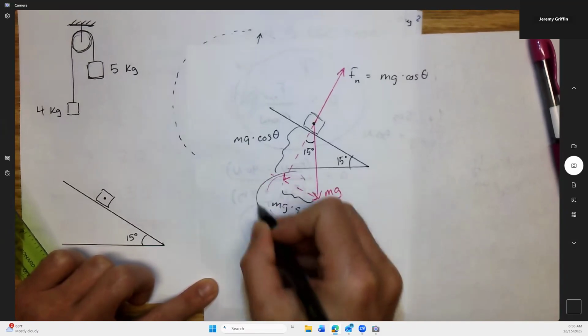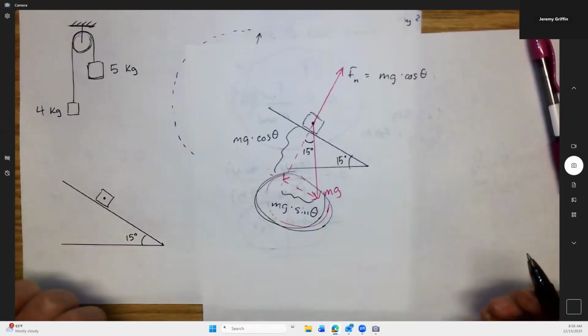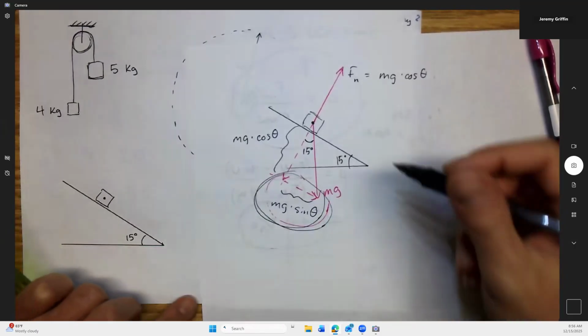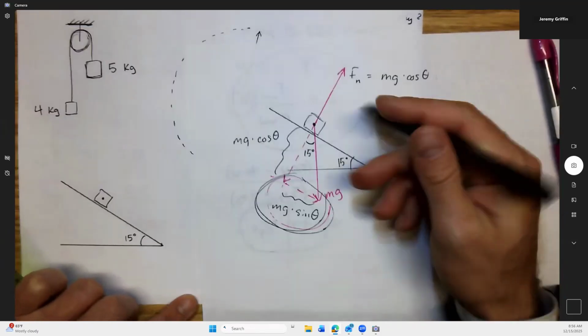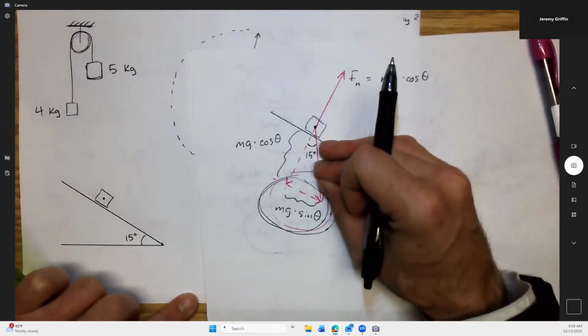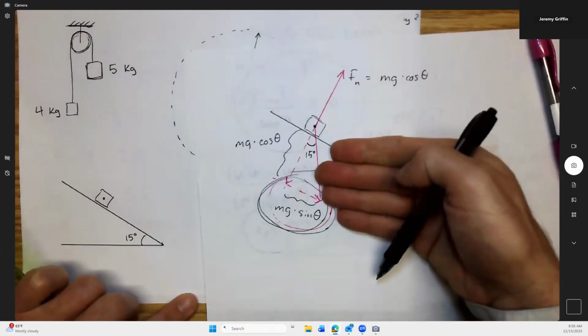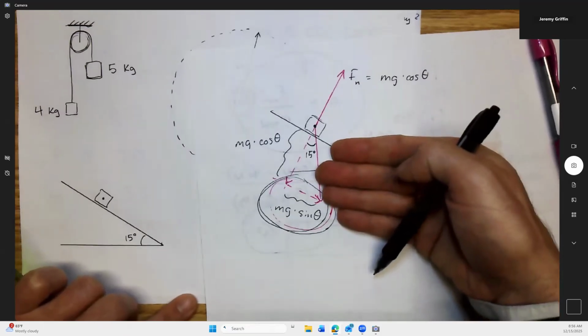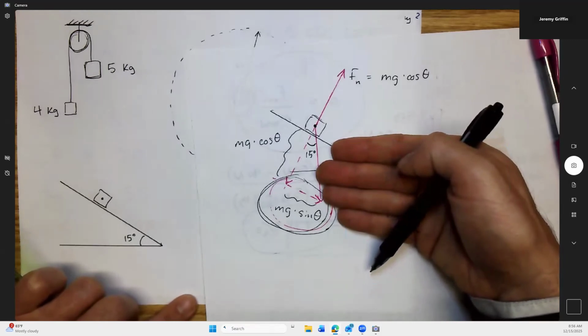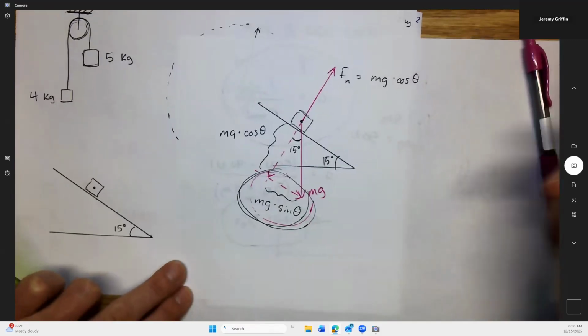And isn't this right here the net force on the block? Because everything else cancels out. The full weight I broke into components, so I'm thinking about the weight in terms of those two components. The normal force canceled out with the cosine component. All we're left with is mg sine theta. That's the only thing left standing, so that has to be the net force.